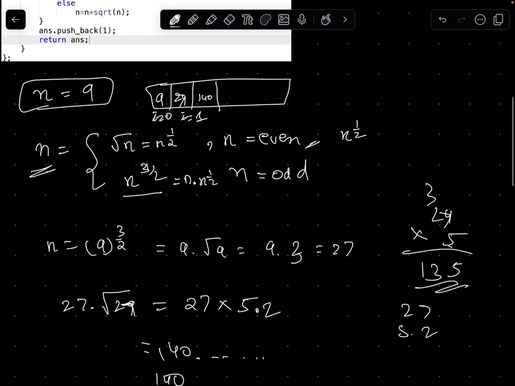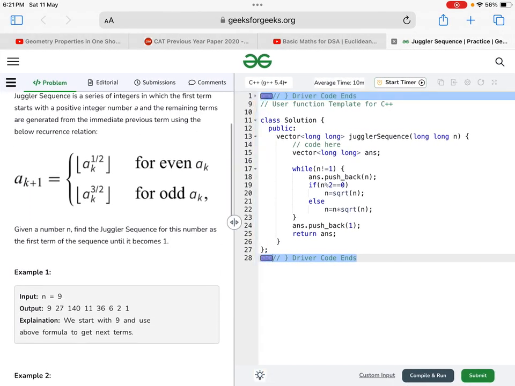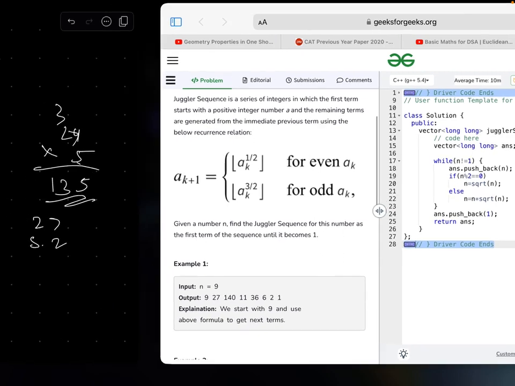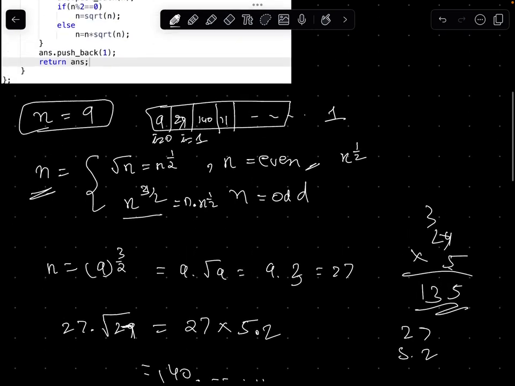Now it is even. So what you have to do is take 140's root. 12 squared is 144, so it should be 11. Let's see if it is 11. Yeah, it is 11. So the next value will be 11. Till when do you have to do this? You have to do it till the last value is 1. So this is how you have to return the array. How can we do this? Very simple. Just till the value is 1, you keep going.